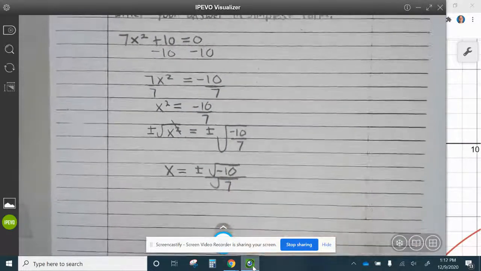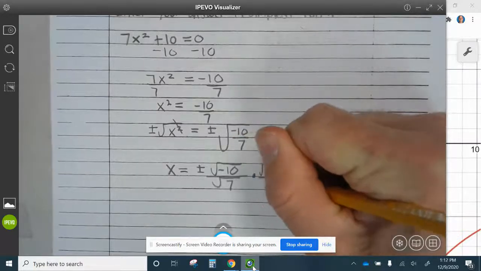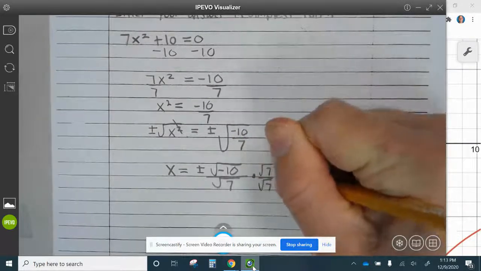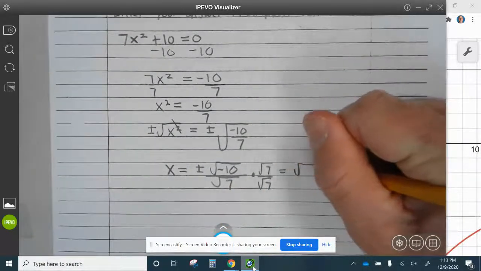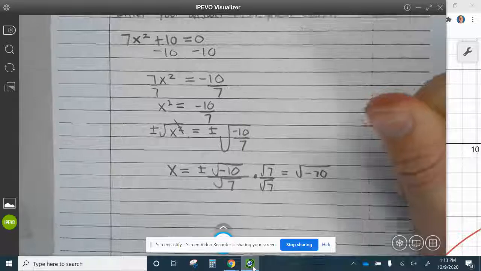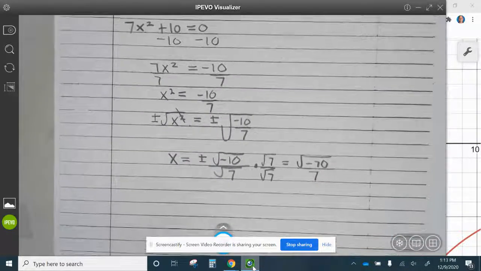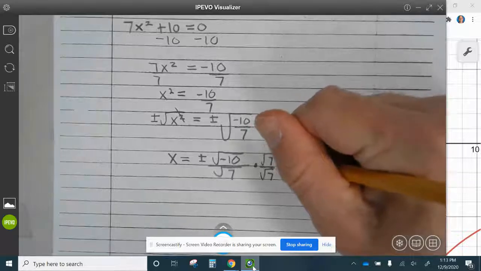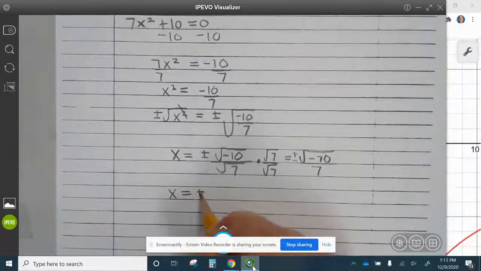Now remember, you can't have a square root in the denominator, so we need to multiply this by square root of 7 over square root of 7. So square root of negative 10 times square root of 7 is the square root of negative 70, divided by square root of 7 times square root of 7 is 7. Almost forgot the plus or minus. Okay, so then x equals plus or minus.